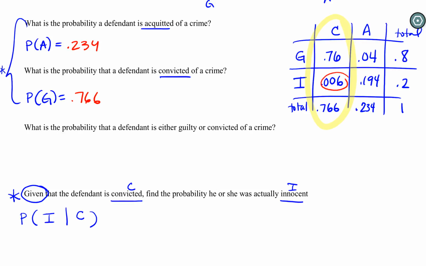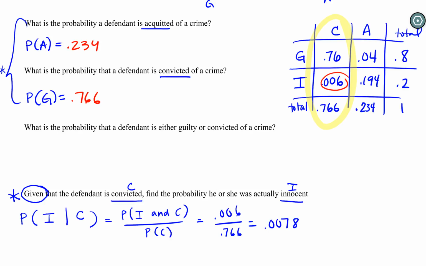Right? So that's the intuitive way, our part of our whole, or you can use the formulas. Our conditional formula is the and divided by the probability of the thing we know. So I and C is 0.006, and C by itself is 0.766. So there's a 0.0078 chance that this person is actually innocent, so slightly less than 1%. This third question is definitely something I could ask. It's just not a guaranteed ask like the conditional is.